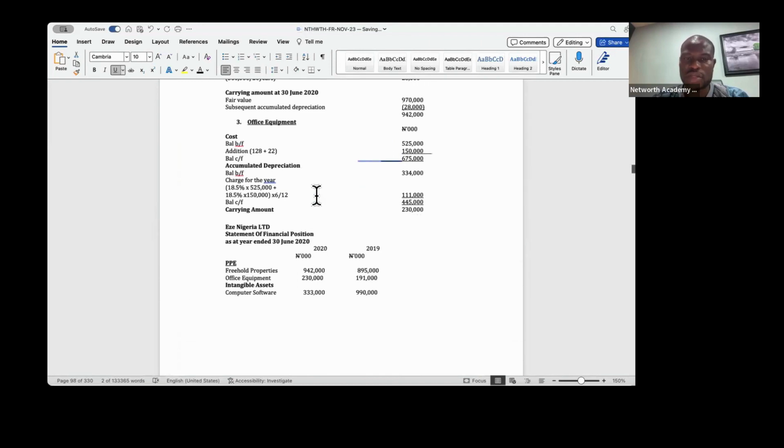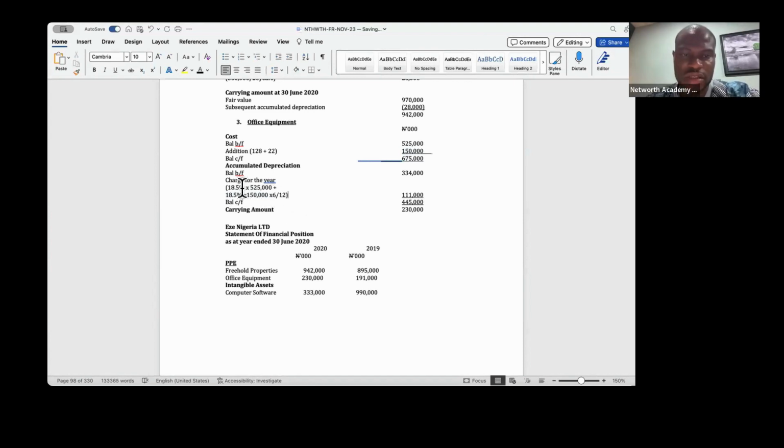Then, since I know the opening figure, for the year, ordinarily, if not that they bought some of this asset during the year, I should just have done 18.5% on this cost at the end. But since this 150 addition was bought during the year, I have to prorate that portion. So I need to calculate depreciation separately for the cost at the beginning and the one bought during the year. For the beginning, I just applied the 18.5% on the 525 for the whole year. The one that was bought during the year, I do 18.5% multiplied by 6 over 12.